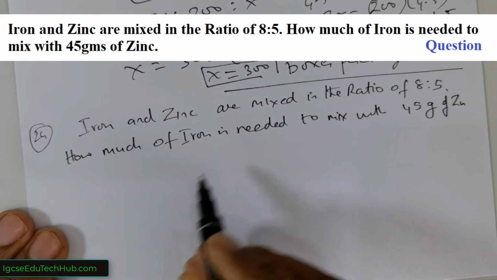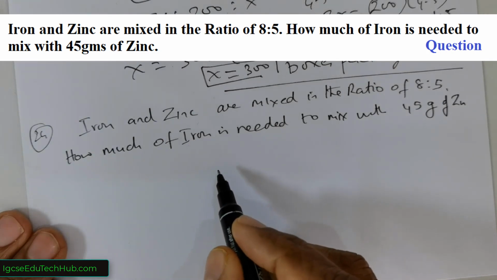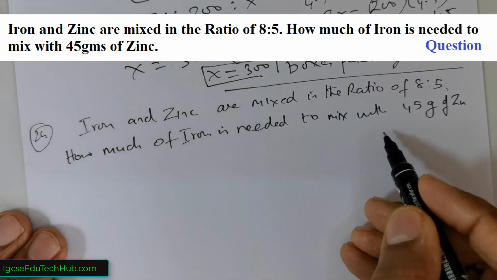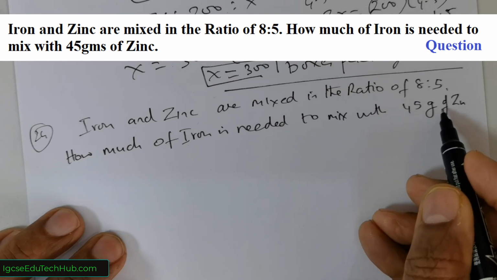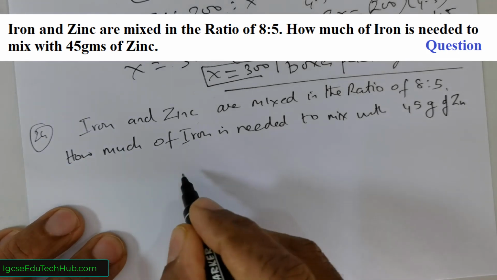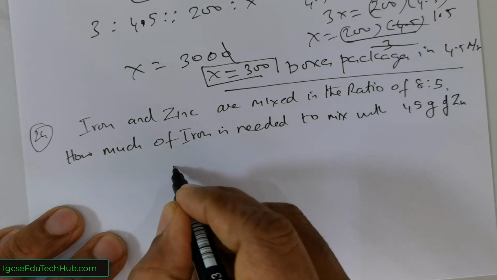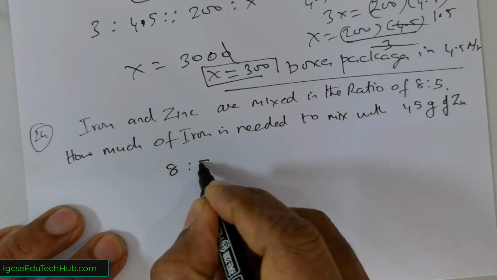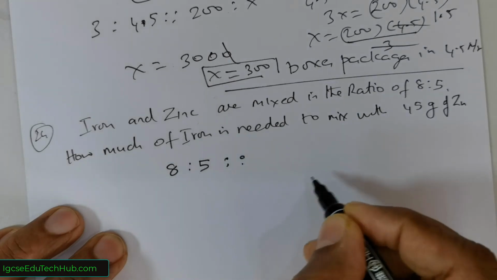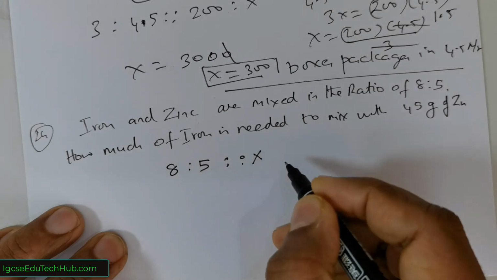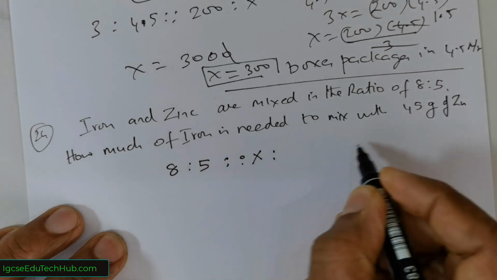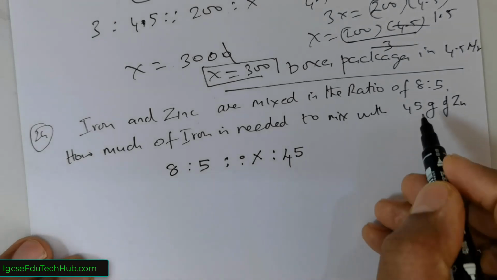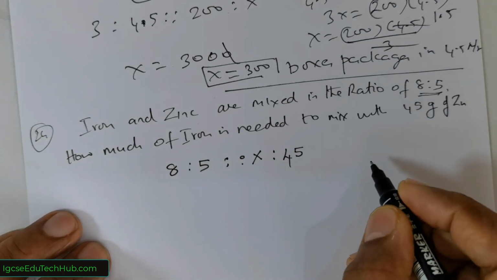That's a solution. Students, we got a ratio being given and the problem reads as follows: iron and zinc are mixed in the ratio of 8:5. How much of iron is needed to mix with 45 grams of zinc? So I'm going to formulate the system as follows: ratio of iron to zinc versus the requirement of iron to be mixed with the quantity of zinc. So this is how we need to formulate whenever we are given the ratio of two components.